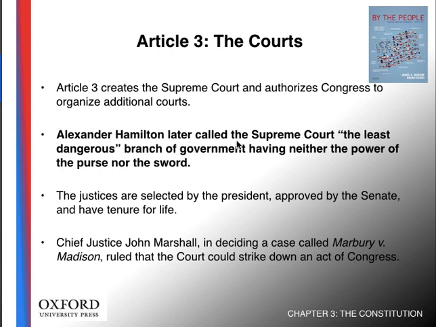Alexander Hamilton, at the time that they made the Constitution, said, oh well, the Supreme Court should probably be the least dangerous branch of government, having neither the power of the purse, meaning they don't really have the power to create or use money, nor the power of the sword. They don't have a military at their disposal, where Congress and the president does have that power. So he predicted that the Court would be the least dangerous branch of government. This is in bold because you will be asked a question on this.